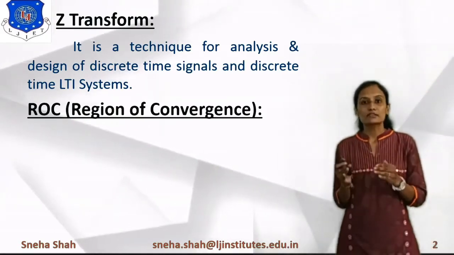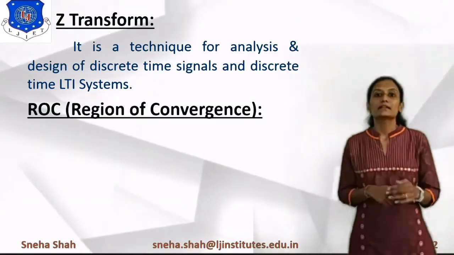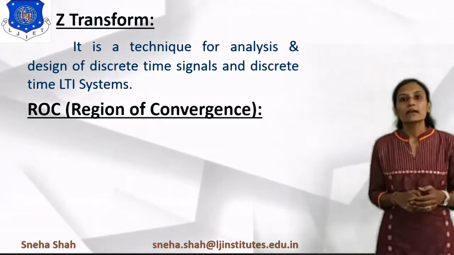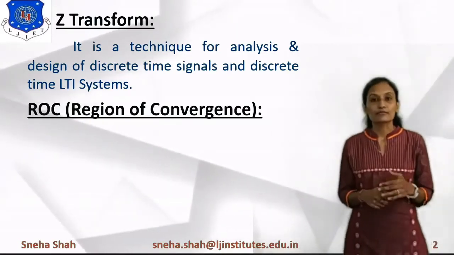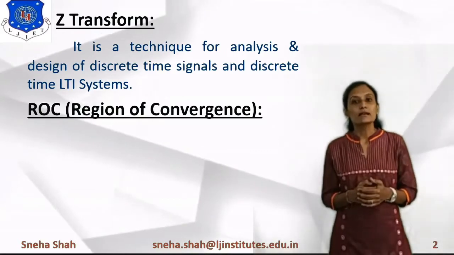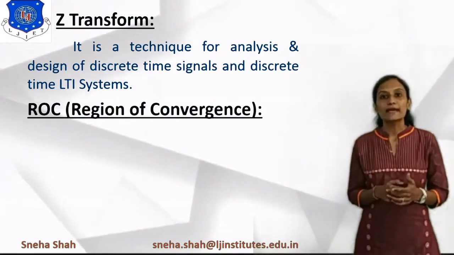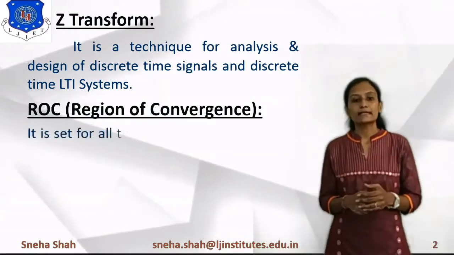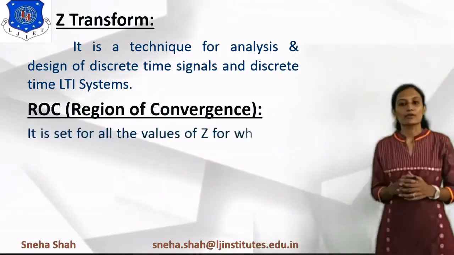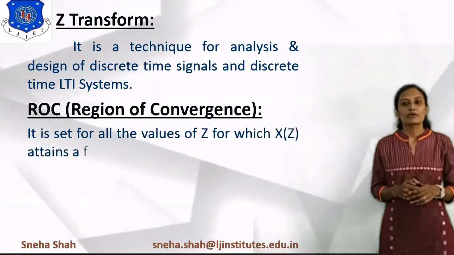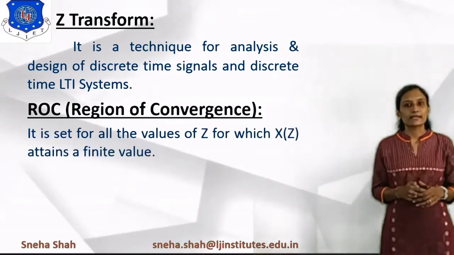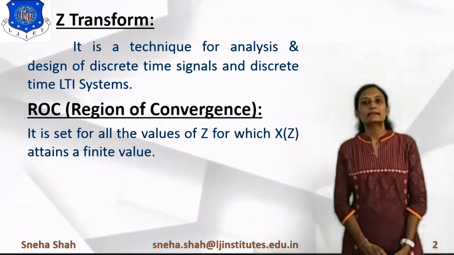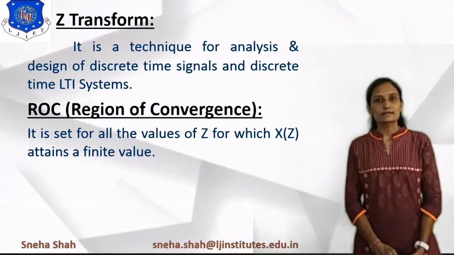So if X of z is a finite term, then it is considered a stable system. So for stability we see the value of X of z, for which values of z it gives a finite value. If we define the ROC, it is the set of all the values of z for which X of z attains a finite value. If it attains a finite value, then and only then is it considered a stable system.